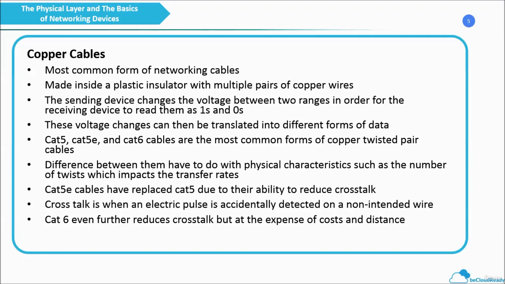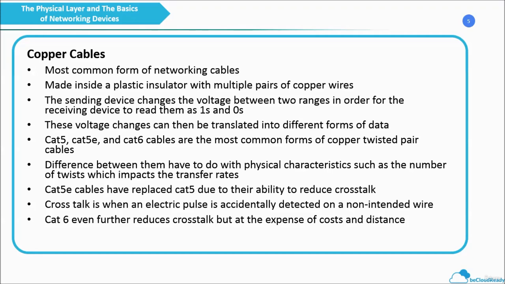The most common forms of copper twisted pair cables are Cat5, Cat5e, and Cat6. The difference between these types of cables has to do with their physical characteristics, such as the number of twists they have, which will impact their transfer rates. So, the Cat5e cables have more or less completely replaced Cat5 due to their ability to reduce crosstalk.